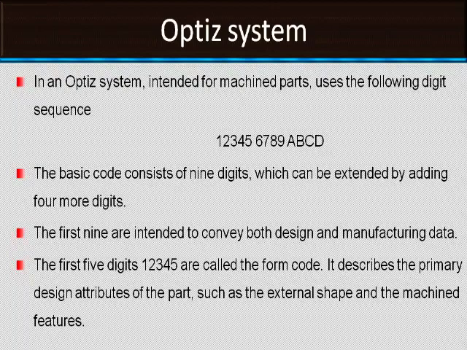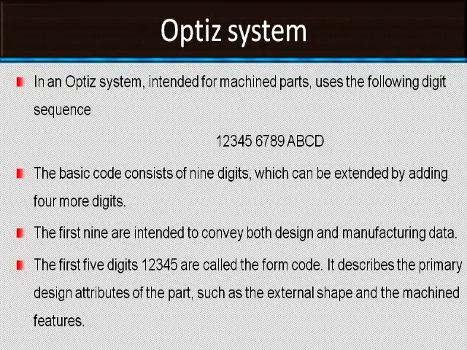The OPIS classification and coding system consists of the following 13 digits: numbers 1, 2, 3, 4, 5, 6, 7, 8, 9. Up to 9 digits is one code, followed by A, B, C, D, which is another code. 1 to 9 follows the monocode structure, A, B, C, D follows the polycode structure. The first 9 are intended to convey design and manufacturing data of the part, in which the first 5 digits, 1, 2, 3, 4, 5, are called the form code.